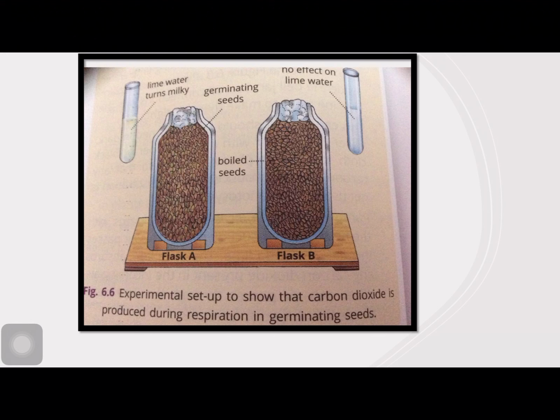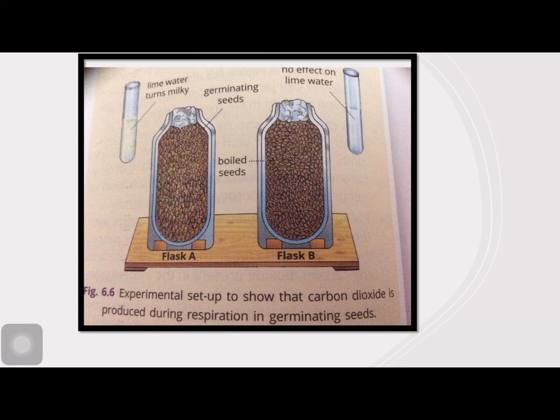Now here also we have taken two flasks, flask A and flask B, and we have kept soaked bean seeds, boiled bean seeds, and wet cotton wool and carbolic acid. So these are all the ingredients or the requirements of this experiment.